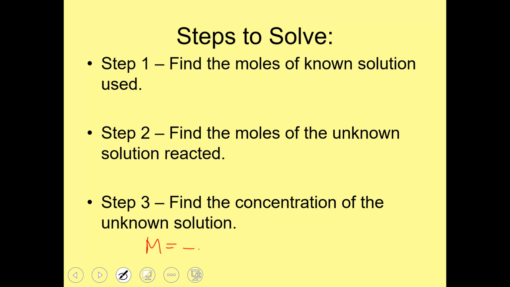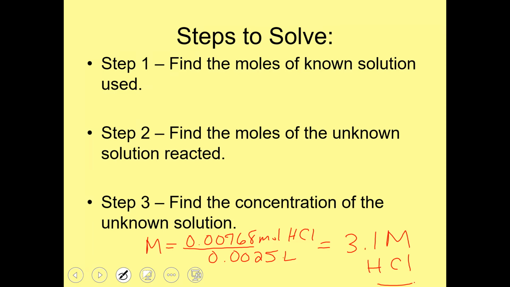We're trying to calculate the molarity of the acid. We know that we have 0.00768 moles of the acid, and we measured the 0.0025 liters, which is 2.5 milliliters. And when we divide, and I'm going to round it off to 2 sig figs now because the original concentration of the Mg(OH)2 had 2 sig figs, and now we have the molarity of our acid.